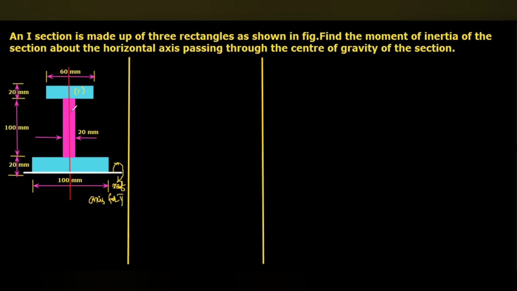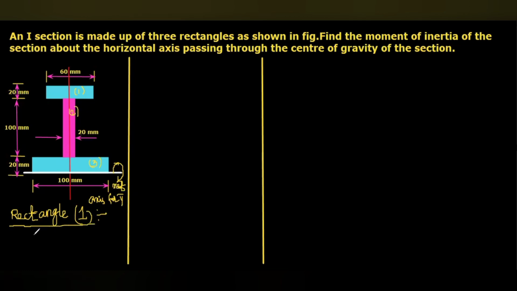And then as per our convenience, I'm going to split the I section into three rectangles. Rectangle 1, this is rectangle 2, and this one is rectangle 3. So first, I'm going to calculate the center of gravity. Okay, I'm starting with the first rectangle, that is rectangle 1. We know that to calculate y bar, we need A1 and y1 values.